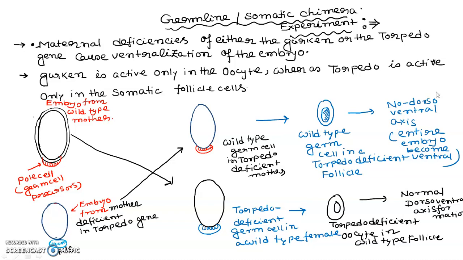Now you can see here the embryo from the mothers deficient in the Torpedo gene. Now these are somatic cells which are deficient in the Torpedo gene, but in the germline cells, Torpedo deficient germline, these are normal embryos from wild type mothers. There is no deficiency of Torpedo. Here is the Torpedo deficient germline cells in a wild type female. So Torpedo deficient oocyte in wild type follicles gives normal dorsoventral axis specification. So I hope this was helpful.